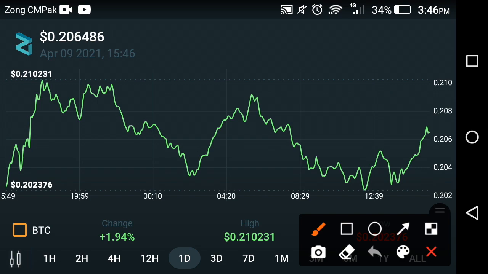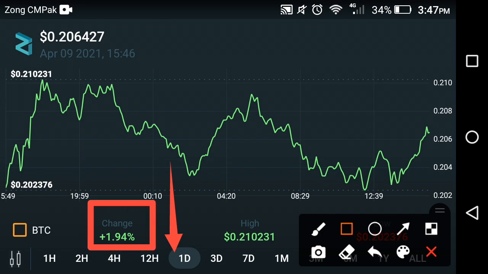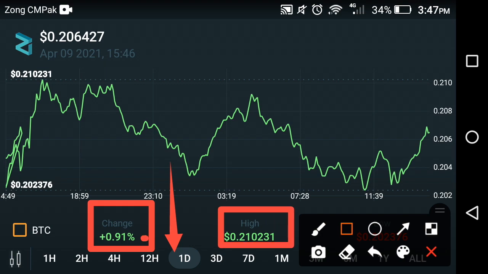So friends, that is the last one day price prediction of the Zilliqa coin. As you can see here, the average change in Zilliqa coin is about positive 1.94%, and the high price of Zilliqa coin in the last one day is about $0.210231, friends.